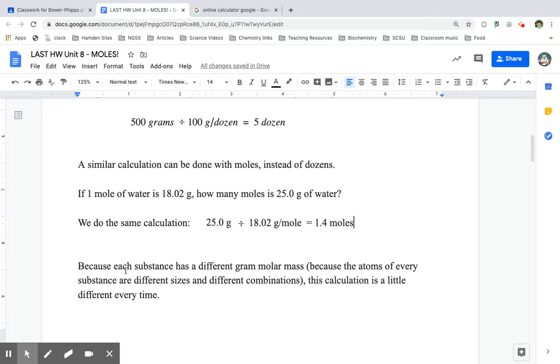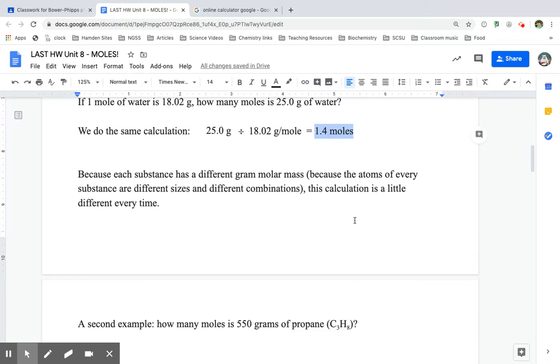The thing you have to realize is that because each substance has a different gram molar mass, right? This is just for water. The calculation is a little different every time, right? We have to think about the atoms of every substance that are different sizes and different combinations. So we have to know this number to be able to do this calculation.